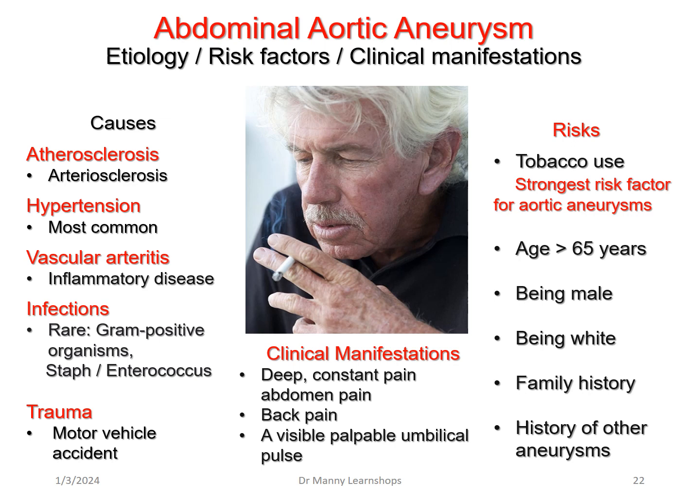Age can be a factor. Being a male can be a factor. Being white can be a factor. Family history. And maybe having a history of other types of aneurysms. What are some of the clinical manifestations? Well, some of the clinical manifestations will be deep, constant abdominal pain, which can radiate to the back, the shoulders. And on physical assessment, you may actually see a visible umbilical pulsation, which can be palpated.